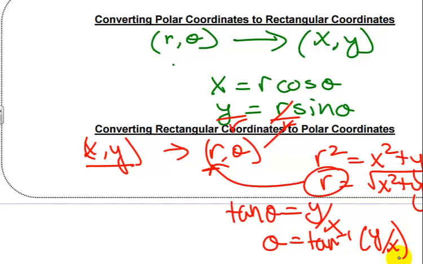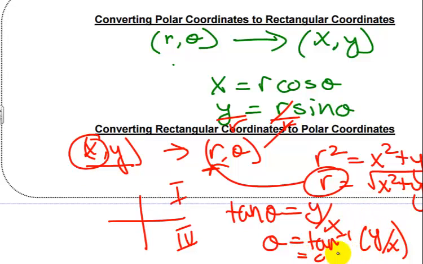Now the calculator will only give you an answer between -90 and 90. So unfortunately it will only give you an answer in quadrant 4 and quadrant 1. So that means that if the x value in the question is negative, then once you get your theta, you need to add 180 degrees. And I will show you in a problem.